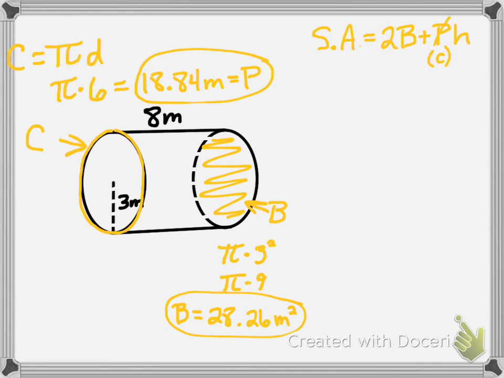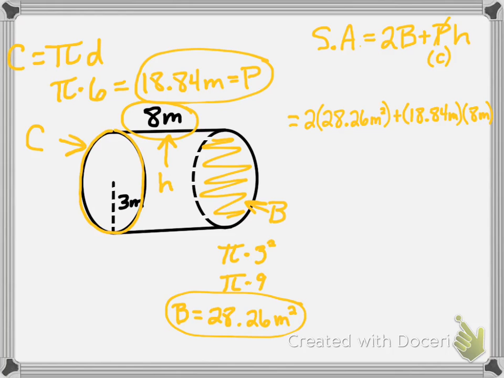And then I also need to know the height, and the height is 8 meters. So I've got the area of the base, I've got the perimeter of the base, I've got the height of the cylinder. That's all I need. So I can plug it in. I get 2 times 28.26 meters squared plus 18.84 meters times 8 meters.